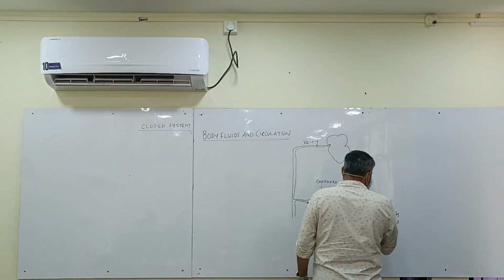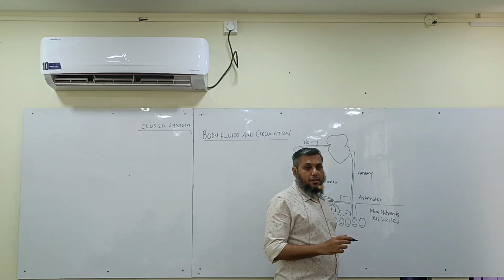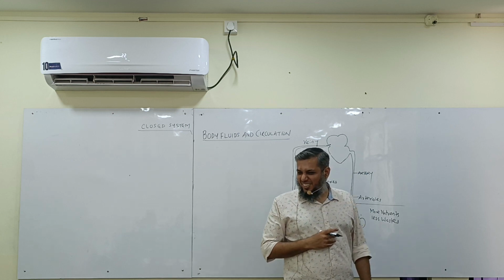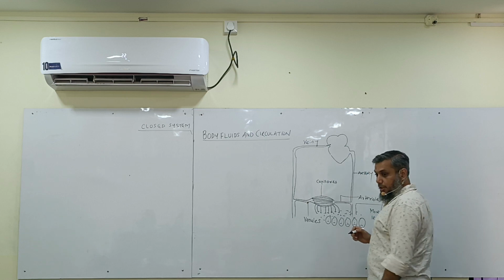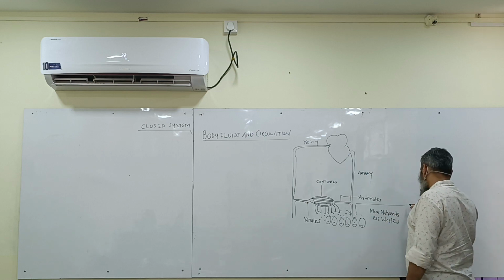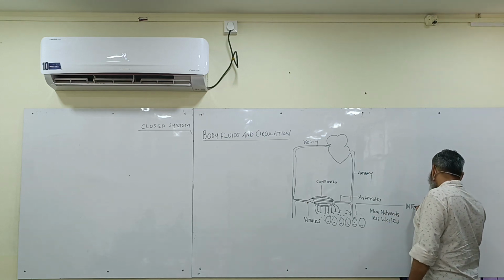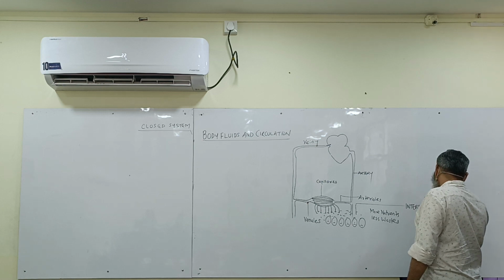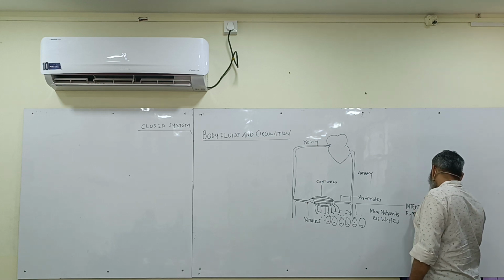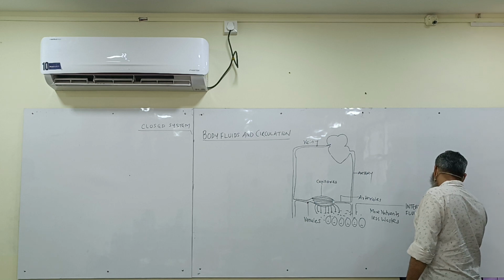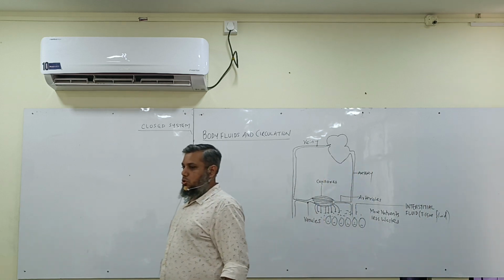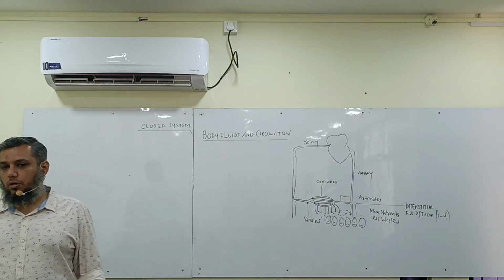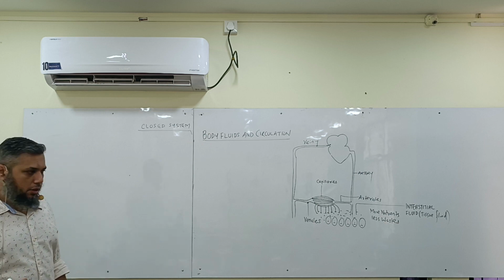This liquid is called, what? Lymph. Very good, wrong answer. It is called interstitial fluid, or the tissue fluid. Okay? So the tissue fluid has more nutrients and a very small amount of waste.